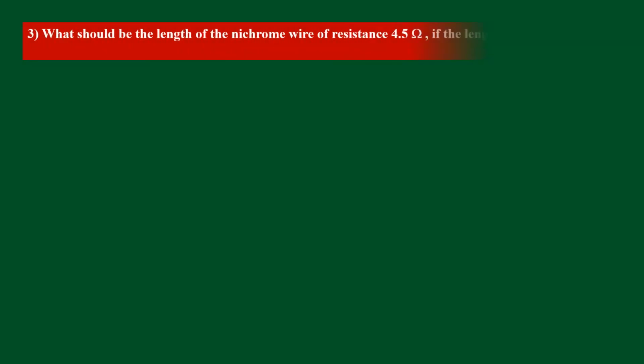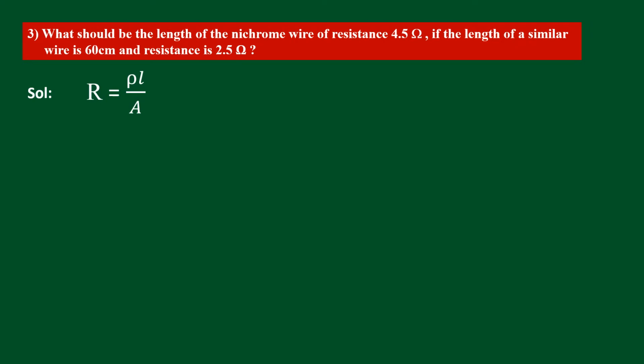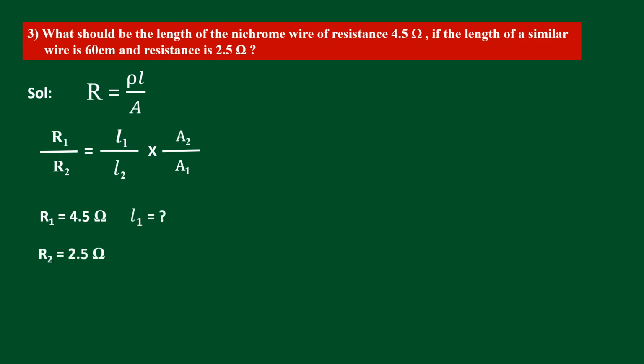What should be the length of the nichrome wire of resistance 4.5 ohms if the length of a similar wire is 60 centimeters and resistance is 2.5 ohms? Now let us try to solve this problem. We know R is equal to rho L by A, and this problem can be solved by the relation R1 by R2 is equal to L1 by L2 into A2 by A1. Let us see what is given in the problem. R1 is 4.5 ohms and L1 we have to find. R2 is given as 2.5 ohms and L2 is 60 centimeters.